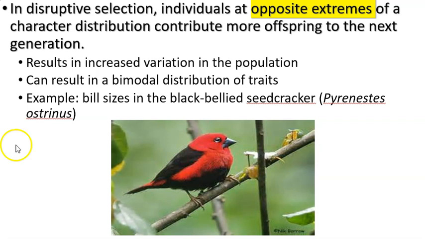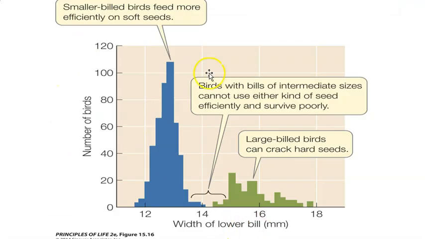Disruptive selection affects individuals at opposite extremes. This is when natural selection favors opposite extremes of quantitative traits. This results in increased variation and can result in a bimodal distribution, which means there's 2 ways. An example of this is bill sizes in the black-bellied seedcracker, Pyrenestes ostrinus, maybe I got that right. You can see right here in the place that they live, there are not many seeds of medium size. There's a lot of small and a lot of large, so you have advantages there, but in the middle you're at a disadvantage because there are not many seeds with that.